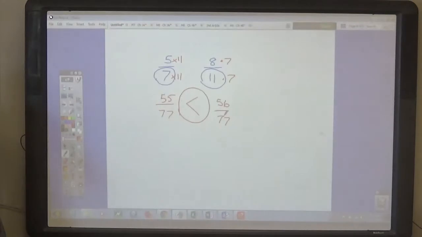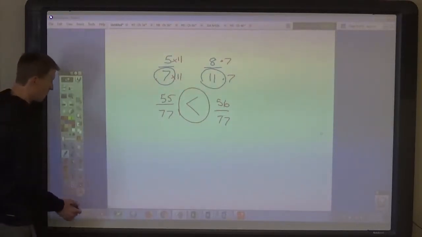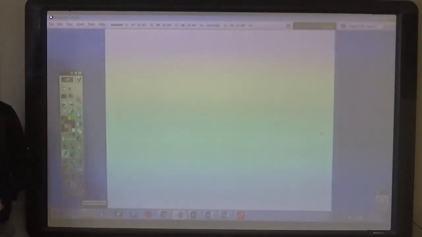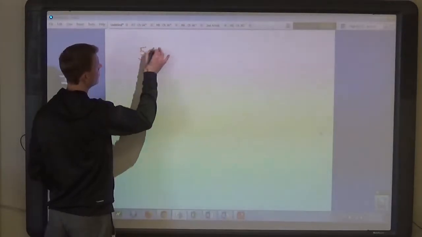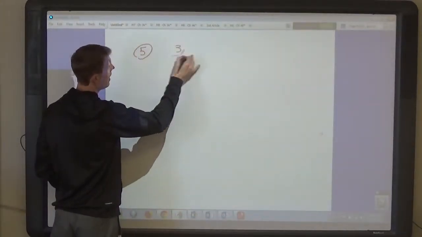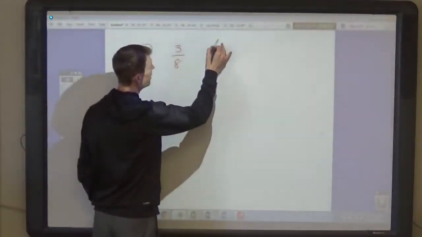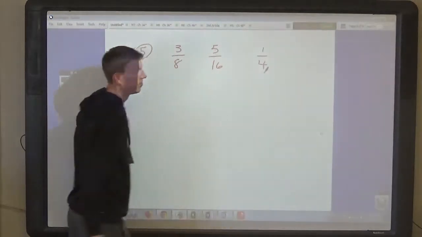Let's do one more from your worksheet. We have to put these in order from least to greatest. So we have 3 numbers. Number 5. 3 eighths, 5 sixteenths, and 1 fourth. Okay?